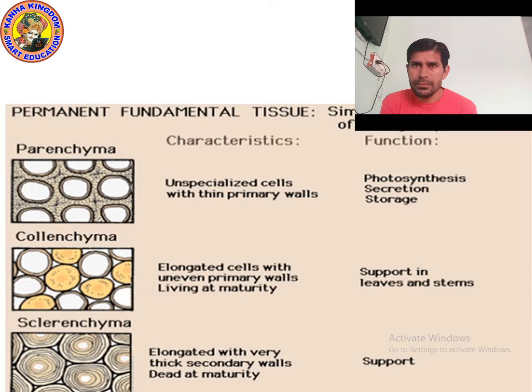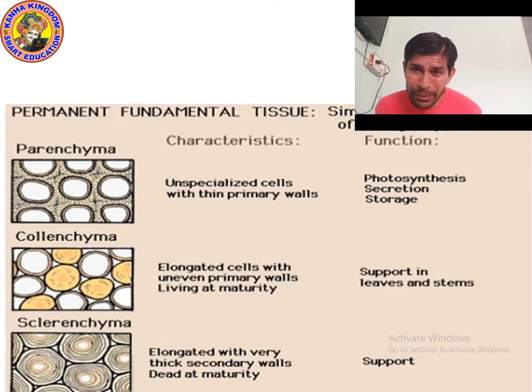And one more point about collenchyma: they provide flexibility. Now you can see the picture of sclerenchyma, and in front of it I have written the characteristics. They are elongated with a very thick secondary wall and dead at maturity. So collenchyma is a living cell at maturity.